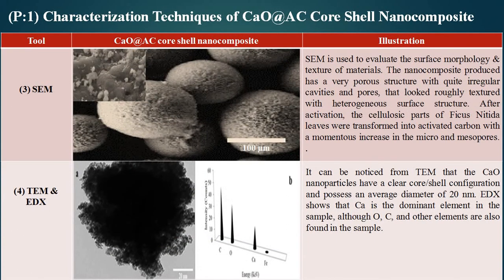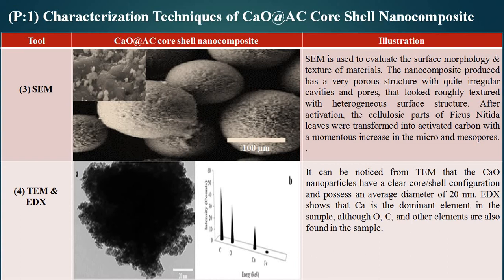With respect to the morphology, outer and inner, SEM and TEM can explain that. In SEM, we evaluate the surface morphology and texture of the material that we prepared in our research. The nanocomposite produces a very porous structure with quite irregular cavities and pores, a rough texture with a heterogeneous surface structure that helps in the adsorption process. After activation, the cellulosic part of the ficus nitida leaves is transformed into activated carbon with an increase in the micro and mesopores on its surface.